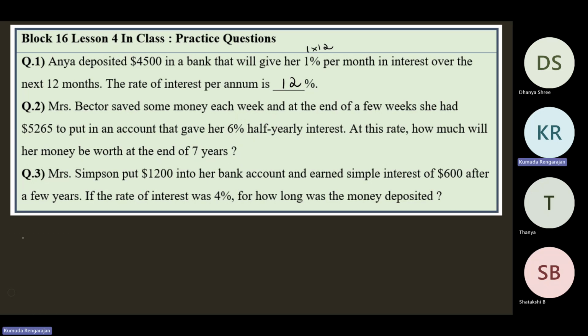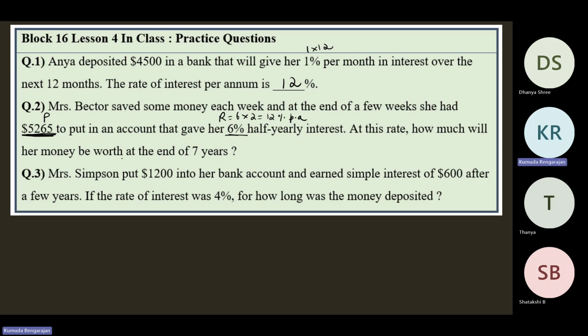So what you need to understand in this question is that for how long she was saving this money is not required. This is the money she's depositing in the bank, so this is the principal. This is for 6 months, half yearly interest. But we need interest per annum for 1 year. Half a year, 6%. For the other half a year, 6%. So totally 12% per annum. 6 into 2, 12% per annum. Rate is equal to 6 into 2, 12% per annum.